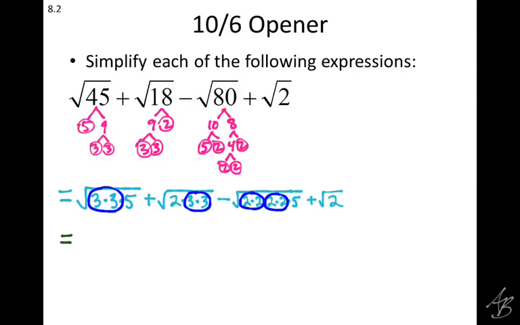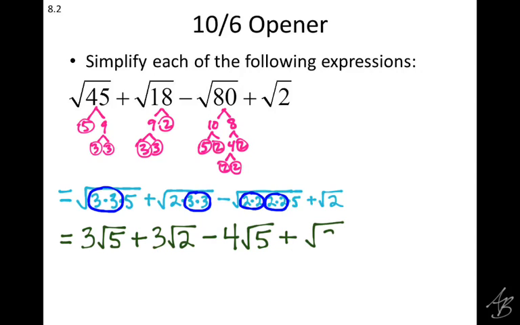So we're going to put equal sign, and then for the first square root, what's going to be on the outside? And on the inside? Okay, so we got 3 square root of 5 plus, what goes on the outside for the second one? 3 square root of 2, okay. Then we've got a minus 4, so we got 2 times 2 on the outside is 4, square root of 5. And then for the last one, we've got same thing. That doesn't change, right?